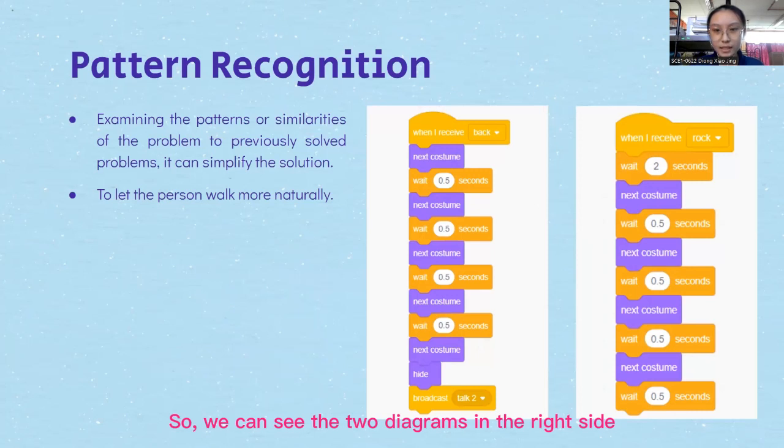So we can see the 2 diagrams on the right side. The purpose of the blocks is to let the person walk more naturally. Okay, so we can see that diagram 1 is the same as diagram 2. For diagram 2, I just duplicate these blocks and change this message, so it can simplify the solution.